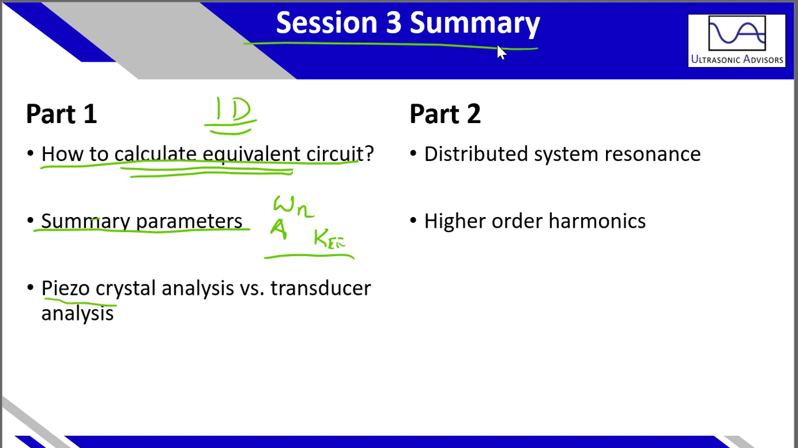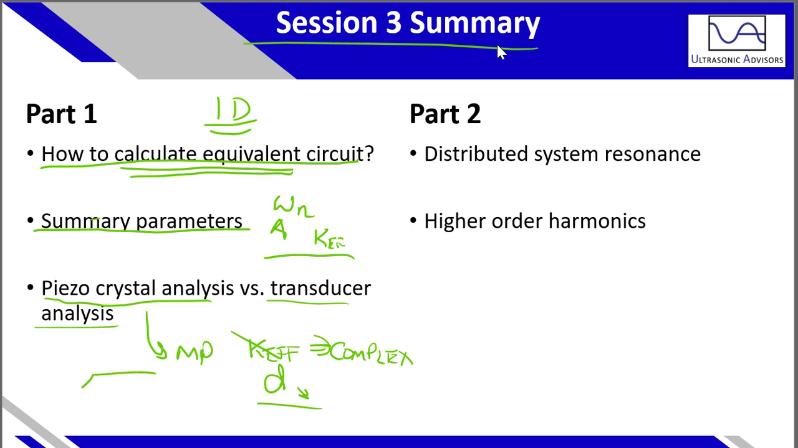I spoke about piezo crystal analysis versus transducer analysis. With piezo crystals, you're looking for material properties. That's the main difference: the equation for the effective coupling factor is not used. You use more complex formulas to calculate the coupling factor, because you're after the d coefficients, as well as when you're doing the material property for something such as a long bar or a disc. And there are many other piezo resonators.